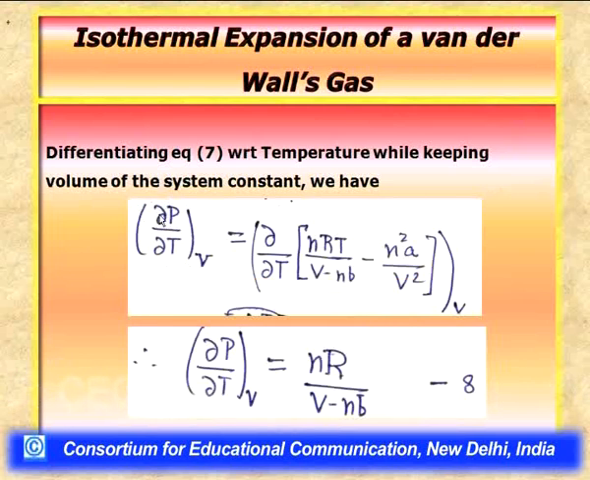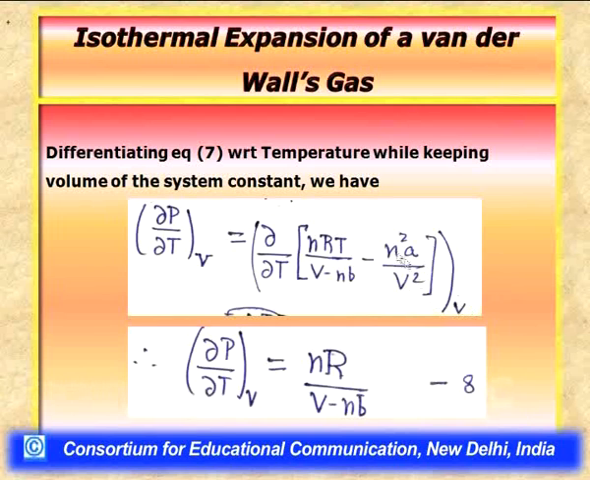That is, if we differentiate delta P by delta T at constant V, that is equal to del by del T. Instead of P, we have made use of the expression in the van der Waals equation, that is nRT by V minus nb minus n square a by V square. Now if we differentiate it with respect to temperature, we see that in the first term in the bracket there is temperature, but in the second term there is no term which is a measure of temperature, because we are keeping volume constant.